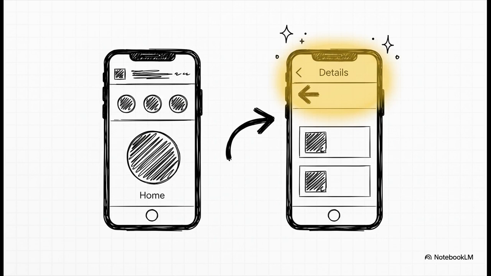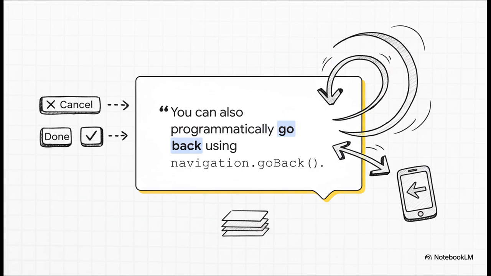You might be wondering, okay, great, but how do I go back? Well, here's the best part. React Navigation handles this for you right out of the box. As soon as you push a new screen, it automatically adds a header with a back button. The user can just tap it, it'll pop the screen, and they're back where they started. No extra code needed.